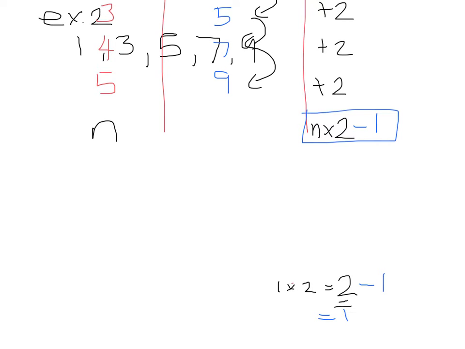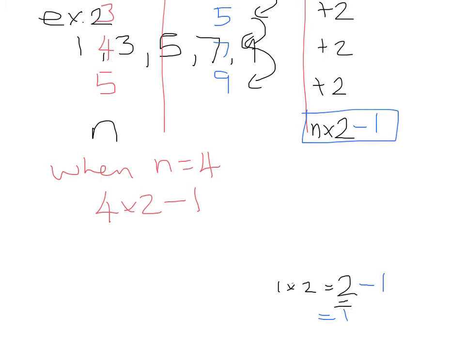So let's try the term value. Here we see 4 and 7. So when my n equals 4, will my term value equal 7? Let's try it. So 4 times 2 minus 1.